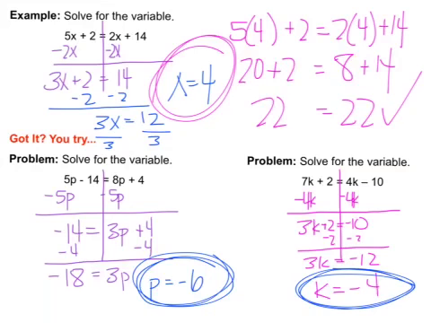And so for this first one, you should get p equals 6. And for the second one, k should equal 4. Look over my solutions. Make sure it checks out with your solution. If not, try to find your error. Otherwise, come ask tomorrow.